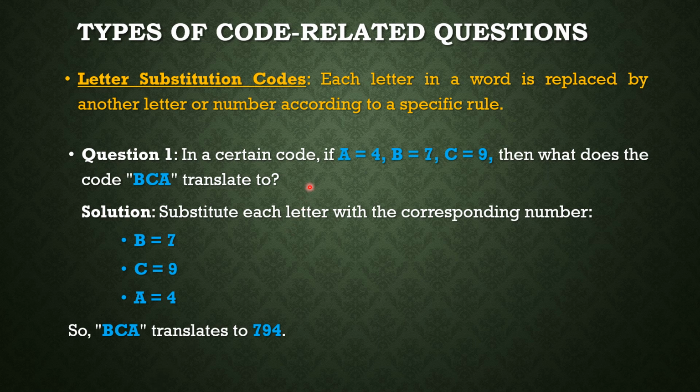So let's see this example. In this case, it is asked to replace A with 4, B with 7, C with 9, and the ask is what would be the code for the word BCA. This is a very simple kind of question wherein we can simply replace each alphabet with its code. So B will get replaced with 7, C will get replaced with 9, and A with 4. So that's how BCA will translate to 794.